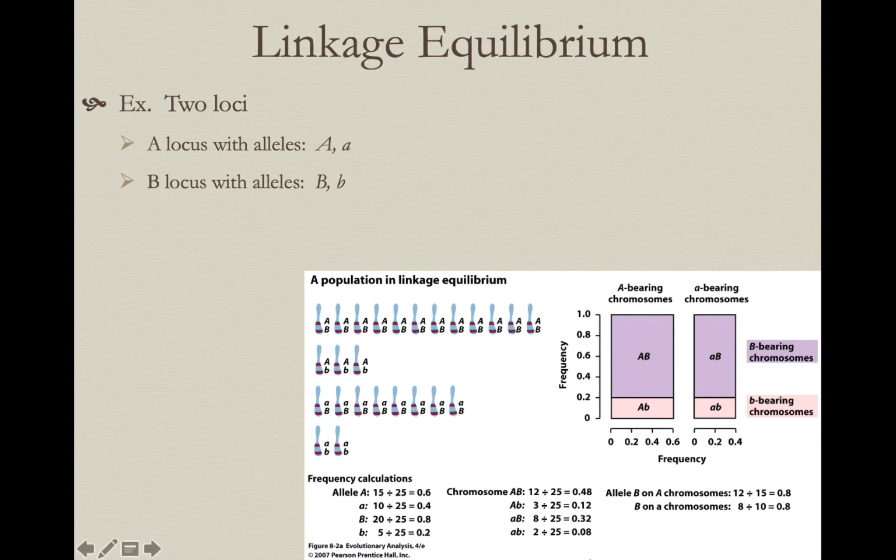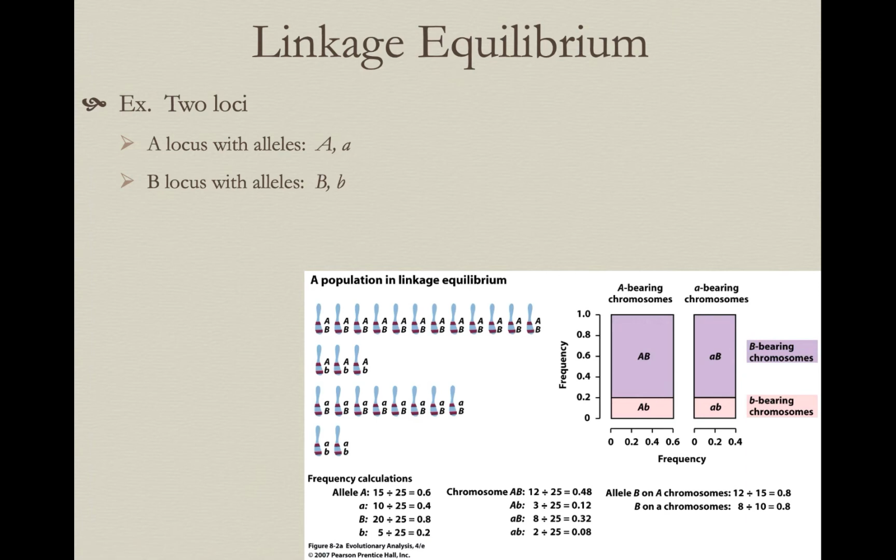Now, if we look at the way that those alleles are combined on a specific chromosome to produce combinations of A's and B's, we see that 48% of the chromosomes are big A, big B, 12% the combination in which you have a big A and a little b, and 32% are in the combination where you have a little a, big B, and the rarest combination is when you have the recessive of both loci.